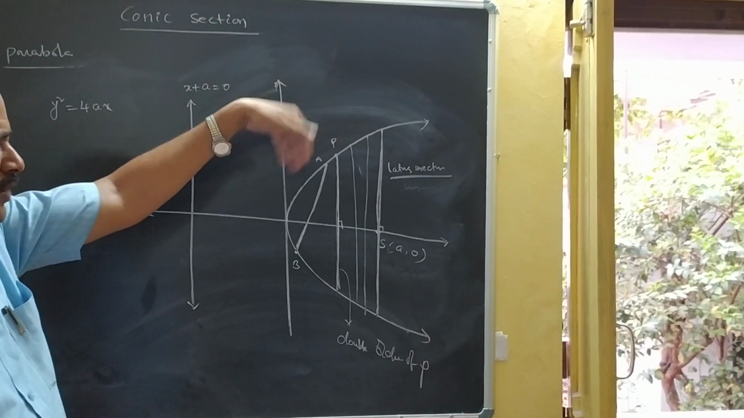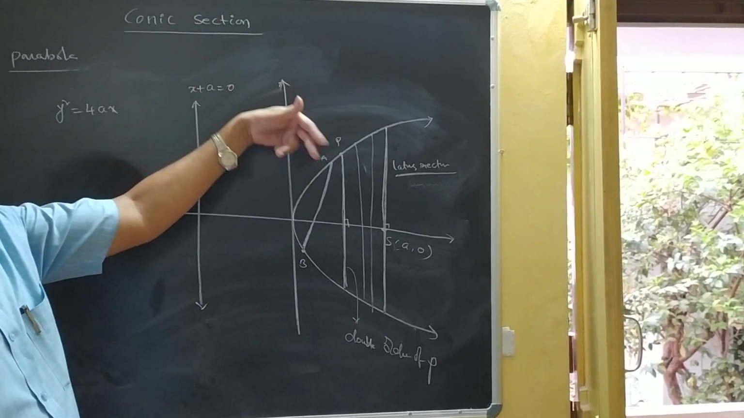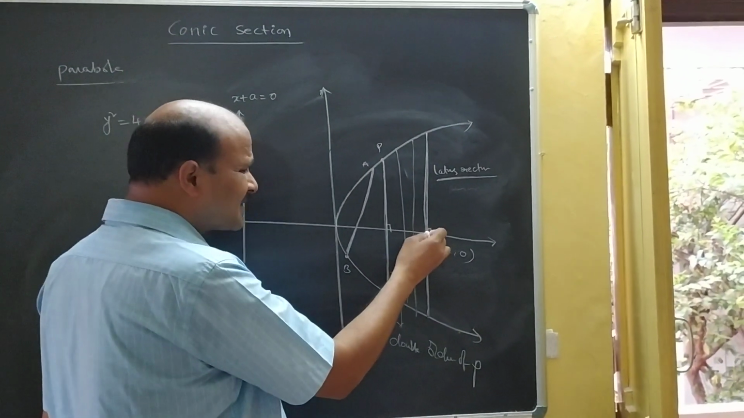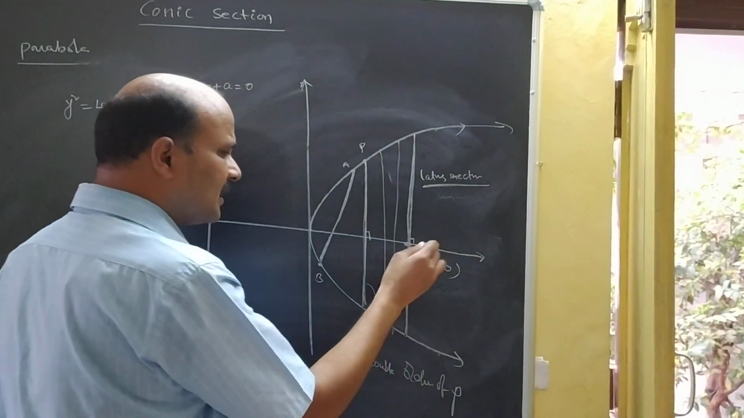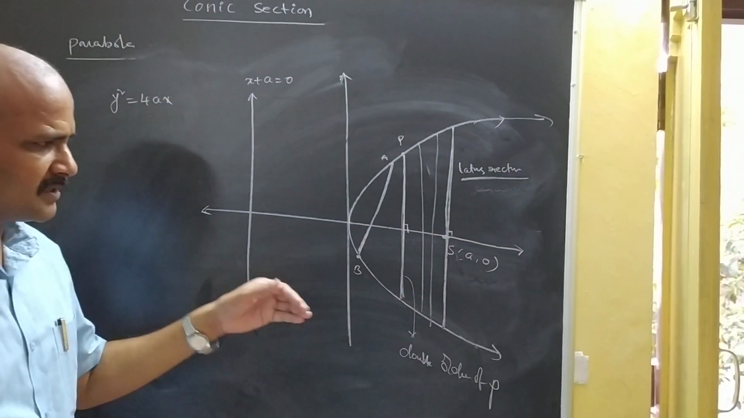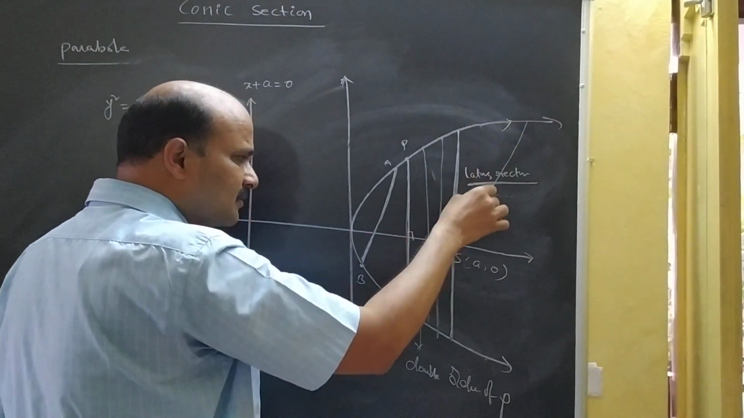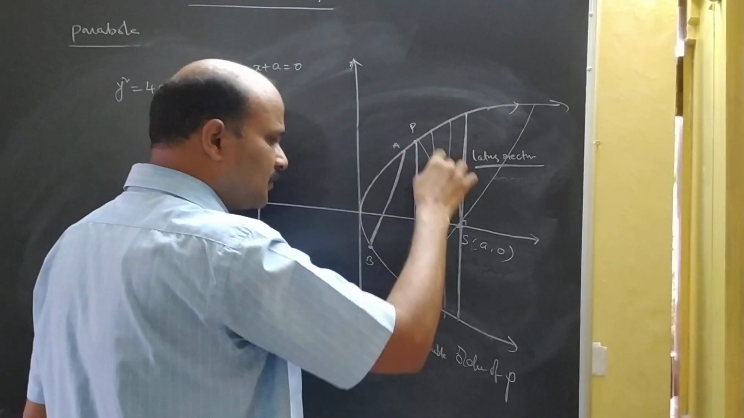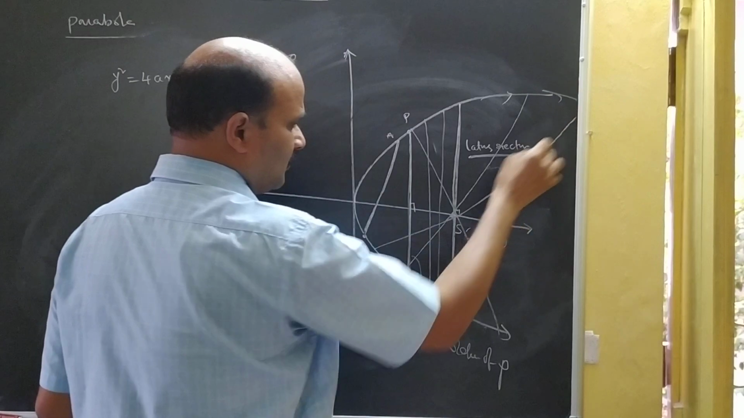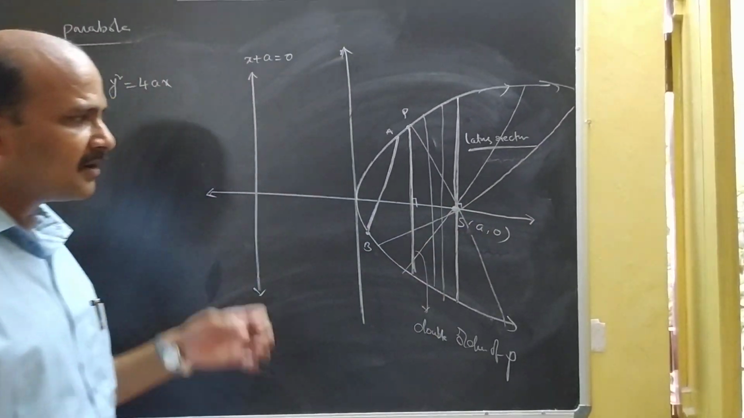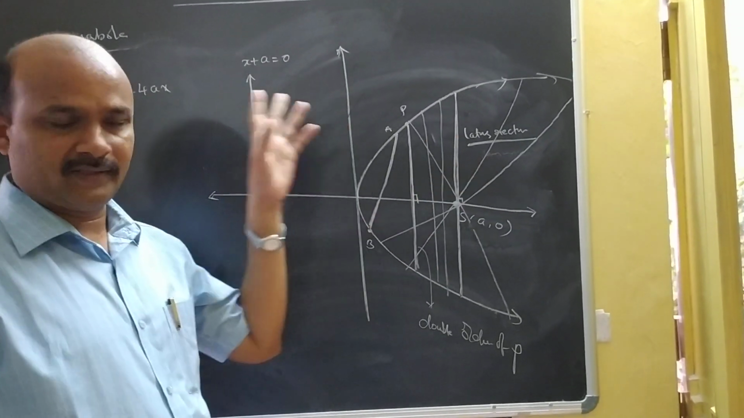The line segment joining any 2 points on the curve, meaning the parabola, is called a chord. Not only the latus rectum, because through the point S (a, 0) there are infinite lines, meaning chords, which are passing through it. These chords are called focal chords. A chord which is passing through the focus is called a focal chord.